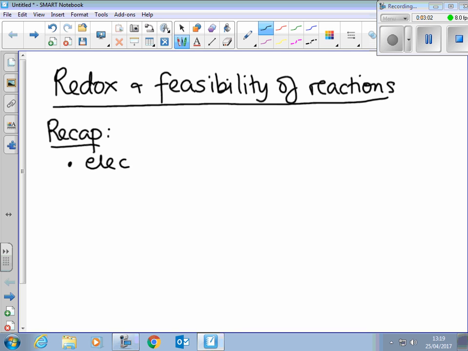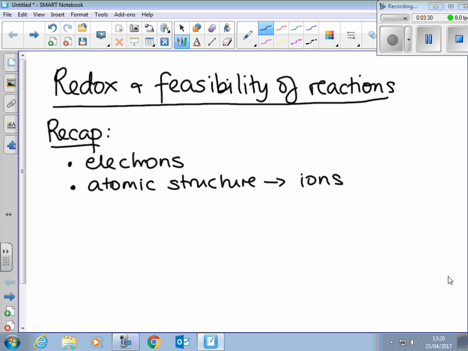So electrons: how many are there on the outside of any given atom, working out the electronic structures, the configurations, and what sort of ions they might form. So it's atomic structure generally, and ions, whether those are positive or negative ions.